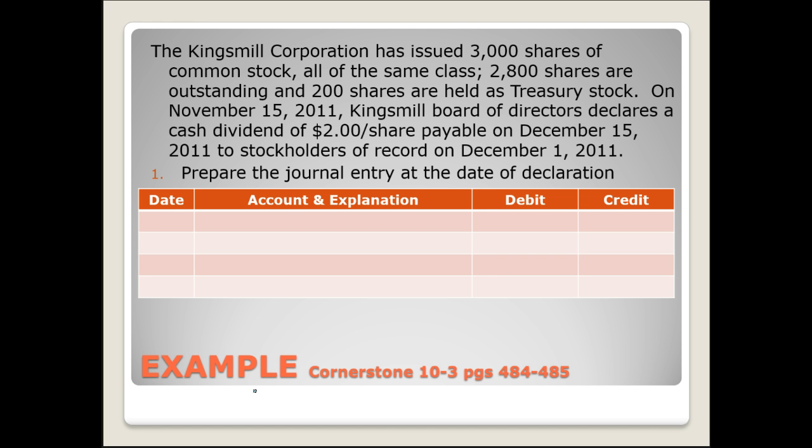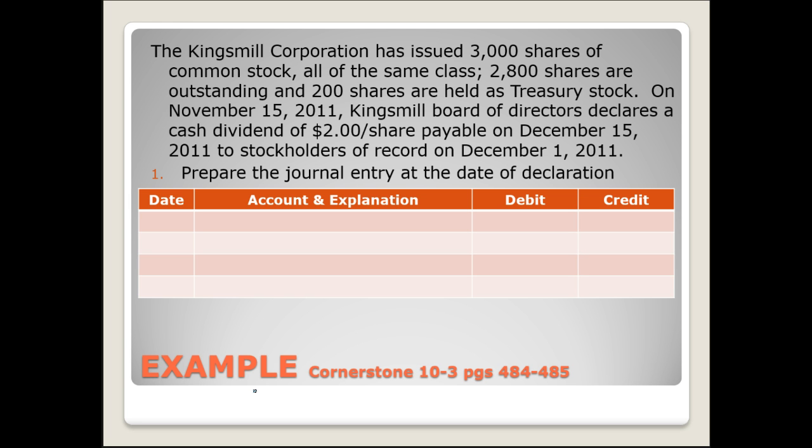Let's look at an example, Cornerstone 10.3 in your book. The Kingsmill Corporation has issued 3,000 shares of common stock, all of the same class. 2,800 shares are outstanding and 200 shares are held as treasury stock. On November 15th, 2011, Kingsmill Board of Directors declares a cash dividend of $2 per share payable on December 15th, 2011 to stockholders of record on December 1st, 2011.